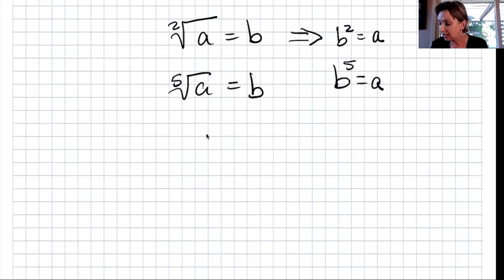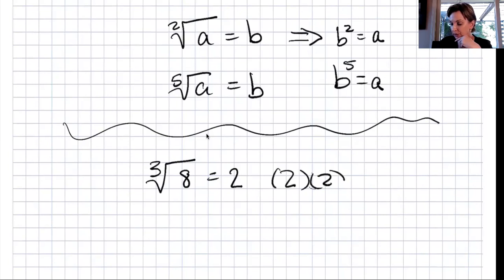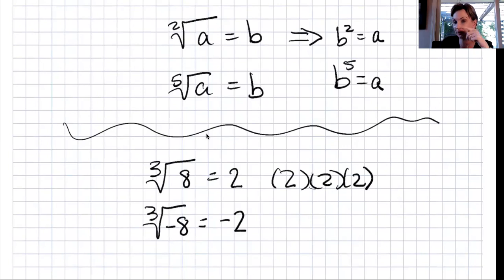We use a lot of square roots, but one thing we have to really watch for, and I want to talk about right off the bat, is if I have the cube root of 8 equals 2. That means the answer is 2 because it is 2 times 2 times 2. But if I had the cube root of -8, the answer would be -2, and that's okay because it's -2 times -2 times -2.